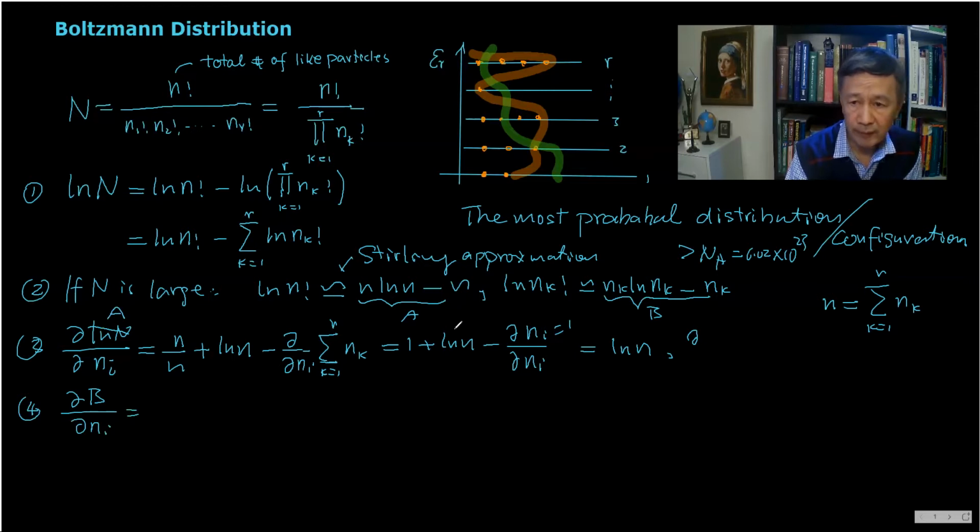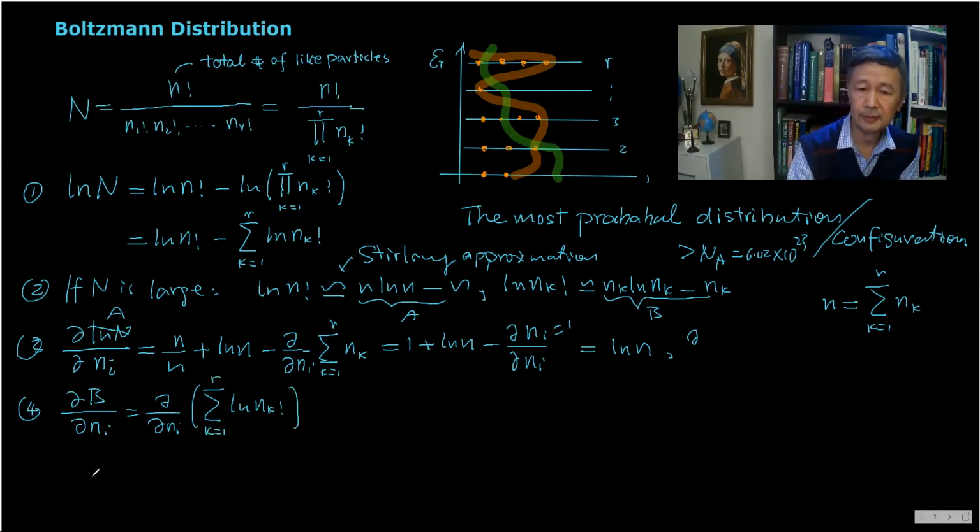This time, the first derivative is applied to the sigma form here. Don't forget that there is a sigma here. So that is the sigma, the first derivative in i, of the sigma log nk factorial, k from 1 to r. Same argument: among these n, only ni can be treated as a variable and the other terms are independent or constant, so they vanish. So the sigma vanishes, and it becomes n.